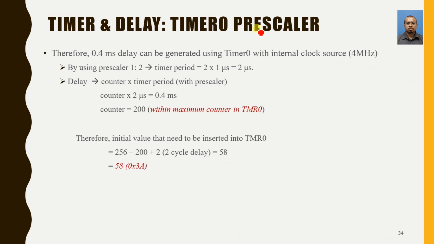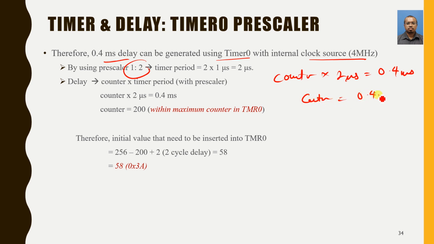Okay, so 0.4 milliseconds delay can be generated using timer 0 with internal clock source of 4 MHz by prescaler 1 to 2. So for each it will be 1 microsecond. So we have the calculation. Counter times 2 microseconds, you'll get 0.4 milliseconds. So counter becomes 0.4 millisecond over 2 microsecond. What do you have? This is about 200, right? So you set the counter 200.